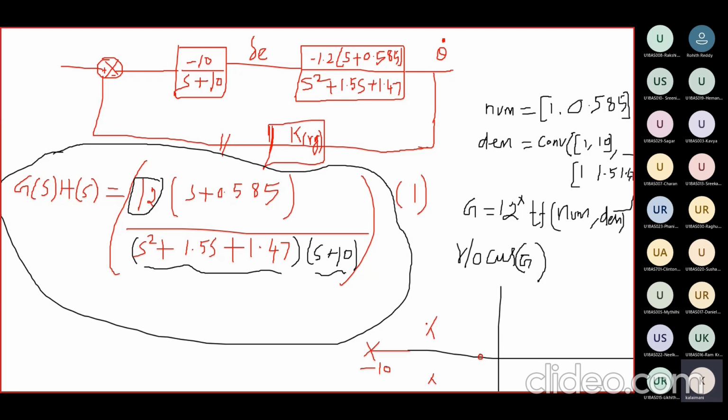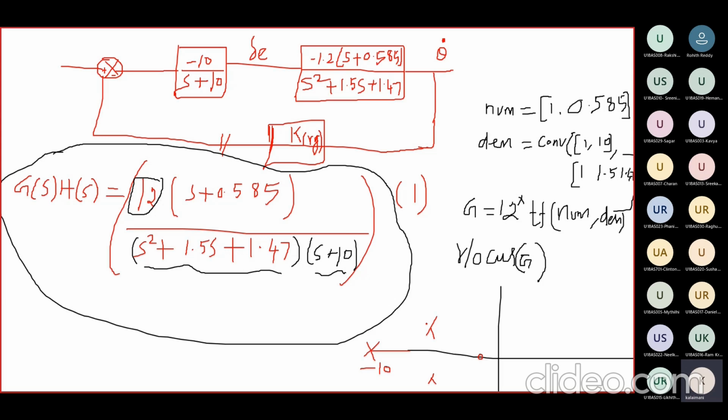Then we need to check the breakaway point and calculate the angle of asymptotes. The angle of asymptotes is plus or minus 180 degrees times (2q plus 1) divided by (n minus m), where n is the number of poles and m is the number of zeros. In this problem I have 3 poles and 1 zero, so 3 minus 1 is 2. Putting this in, we get plus or minus 90 degrees.